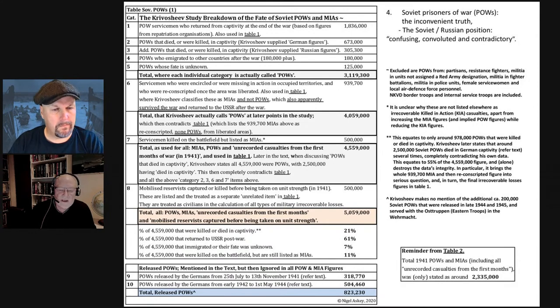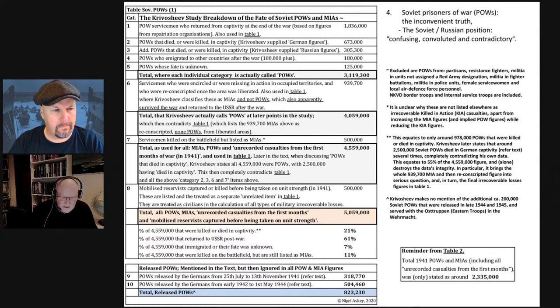Then in the Krivosheev study, now on table one, I don't know if you remember, there's this 939,700 who were missing in occupied territories, but later rejoined the Red Army, apparently. So he's classified them in table one as MIAs and not POWs. But then later in the Krivosheev study, he talks about 4.59 million POWs. And he again uses the term POWs. So suddenly these MIAs have become POWs, which then contradicts the first statements around table one.